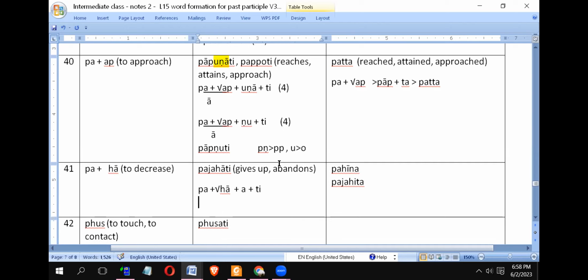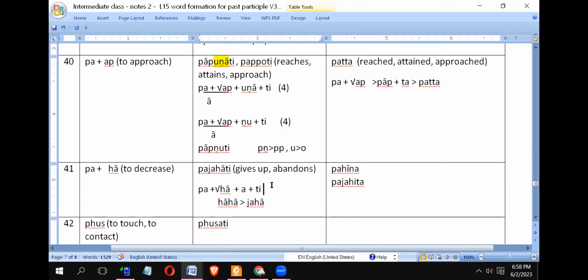And then how do you change it to Pajahati? The Ha is doubled, right? Double Ha. So Ha plus Ha, then the first one becomes J. So ha, and then change it to J. Ja. Right, Jaha. Then do you need the conjugation sign? Then it will be elided. You want it deleted? Yeah. Or if you don't want to, you also can.